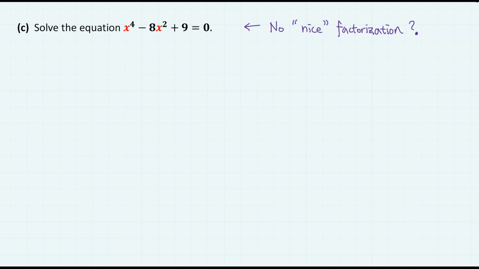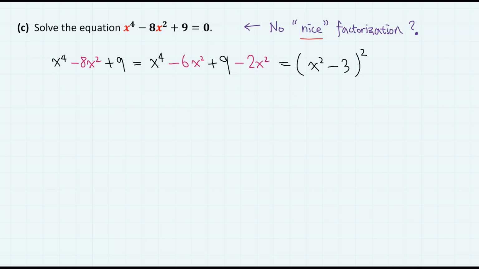Next, problem C. This one is a bit problematic because we cannot find a nice factorization for the left-hand side. That is, if we try to complete the square by splitting minus 8x² into minus 6x² and minus 2x², you'll notice that while the first three terms nicely form a perfect square, x² minus 3 squared, the last term 2x² is not a square.